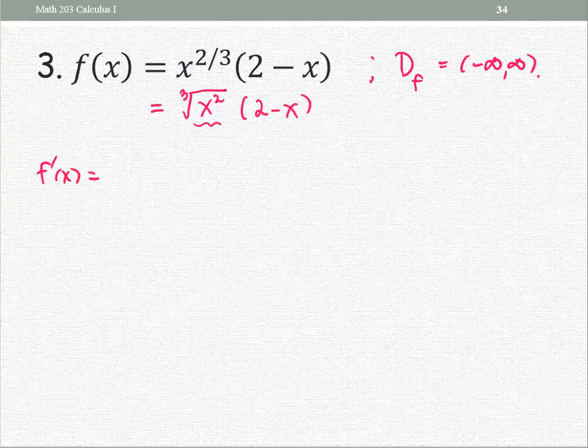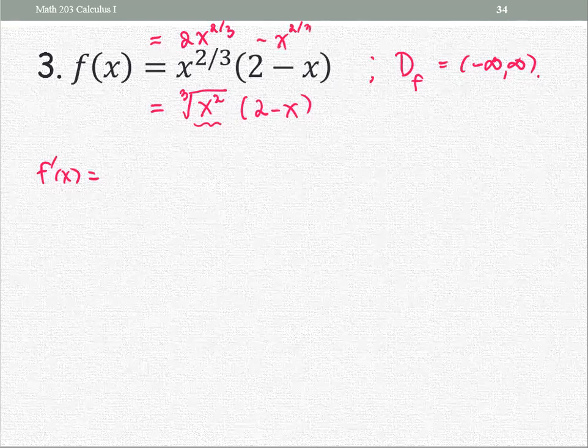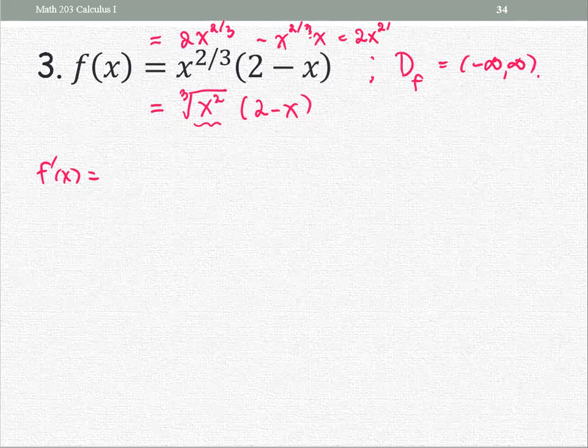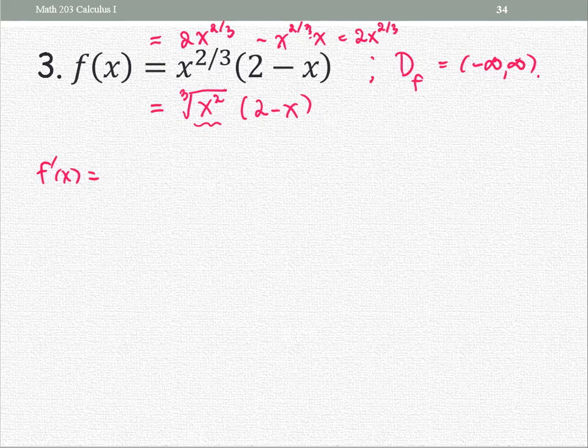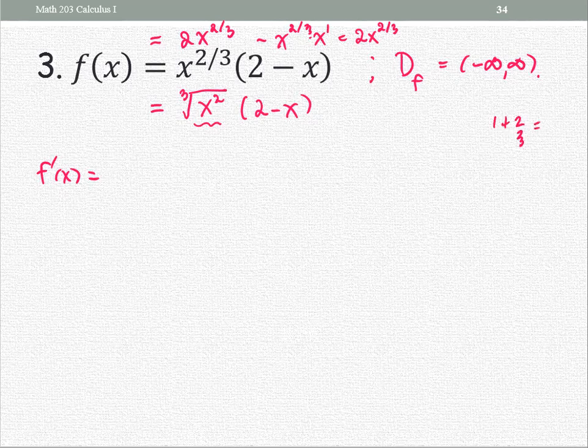For the first derivative, you can do the product rule or expand everything out and differentiate term by term, either one. For this case, it might be more convenient to expand as 2 times x to the 2/3 minus x to the 2/3 times x. But you have to think about the appropriate property to simplify the term. The first one stays the way it is, and the second term is x to the power 2/3 times x to the first. So combine 1 and 2/3 to get 5 over 3.